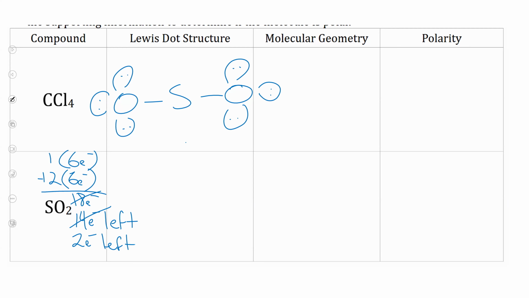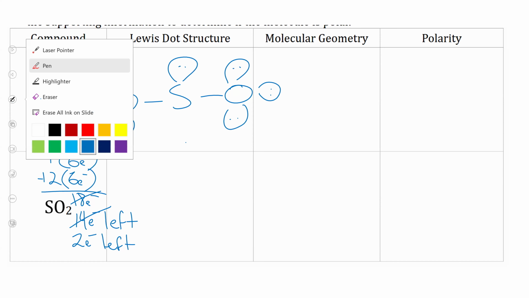So we can't put any more electrons on the oxygen, but sulfur still needs some electrons. We only have 2 electrons left, so let's put them right there. Are we good? Not yet. Our oxygens have full valence. We used the right number of electrons. However, we don't have all of our valences filled.